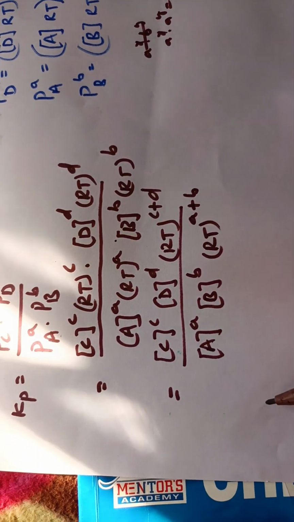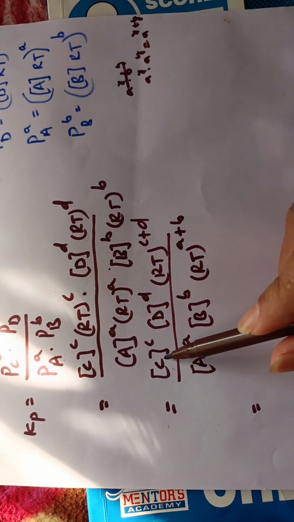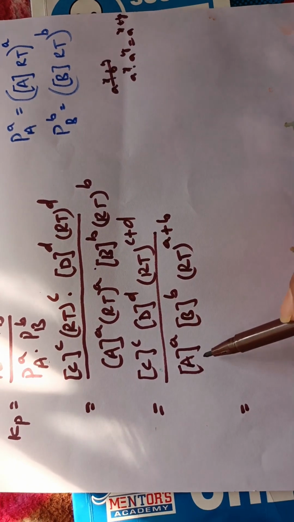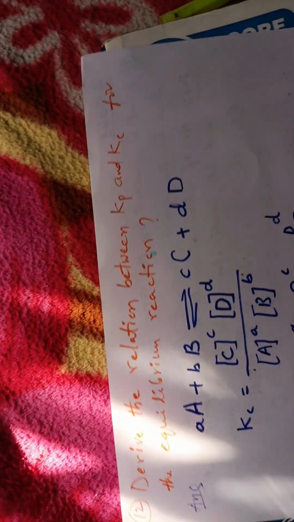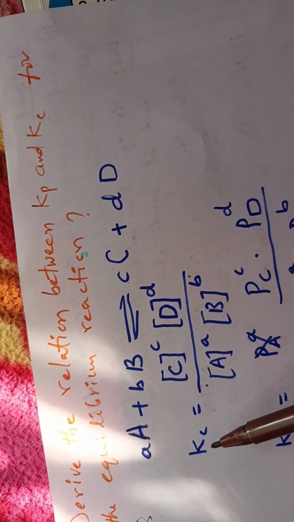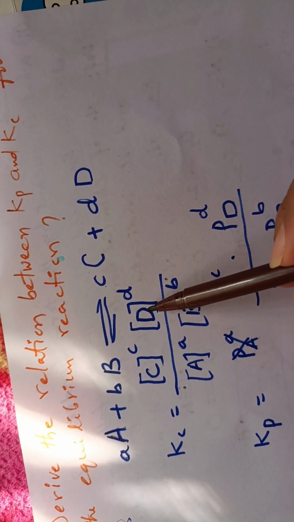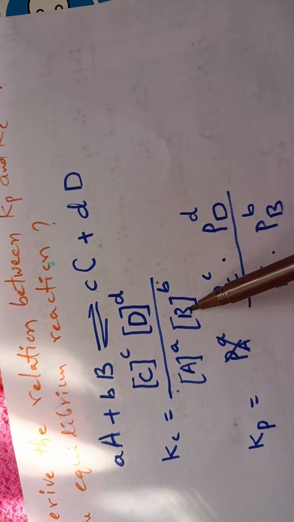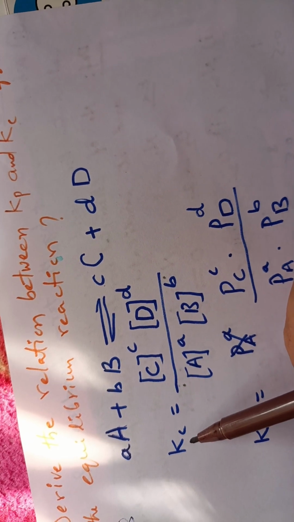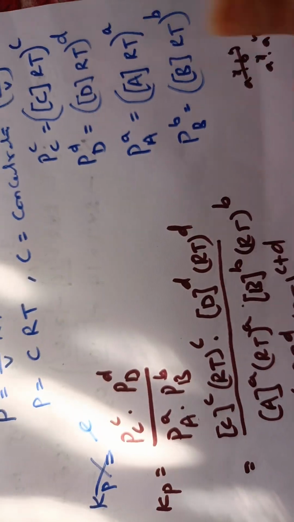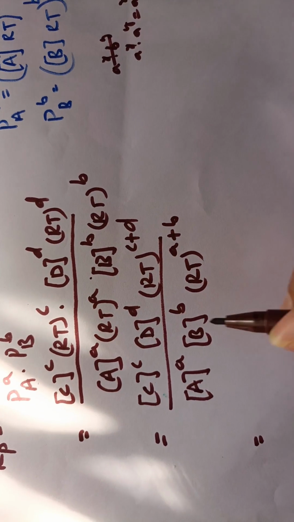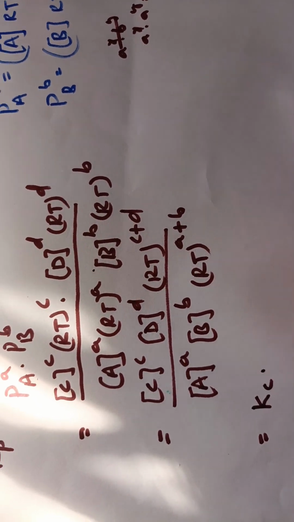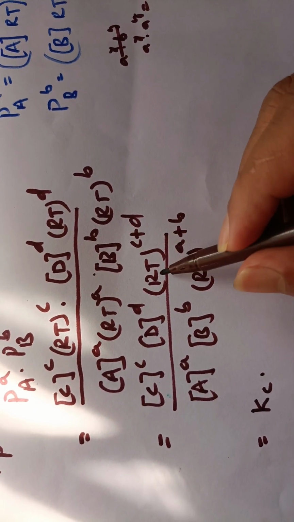Okay. Now you have to observe carefully. [C] power c into [D] power d by [A] power a, [B] power b. All these values equal to, you see, this is the equilibrium constant with respect to concentration. [C] power c, [D] power d by [A] power a, [B] power b, all these equal to the equilibrium constant with respect to concentration. That's what we have to write here. So all these values is equal to Kc. Okay. Now this way, this is the RT, this is the RT.